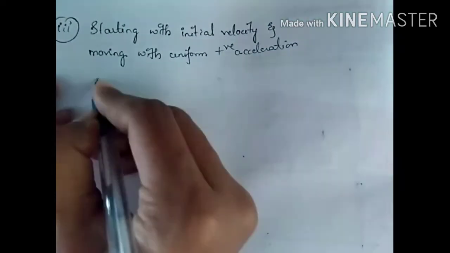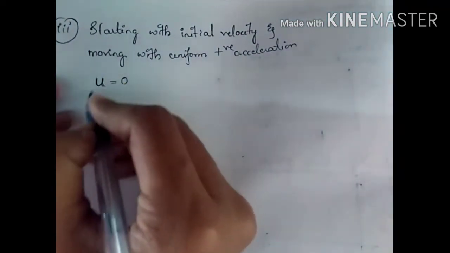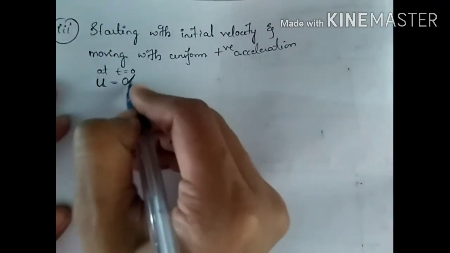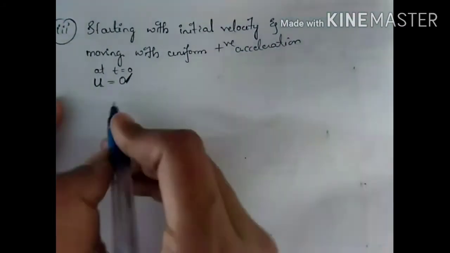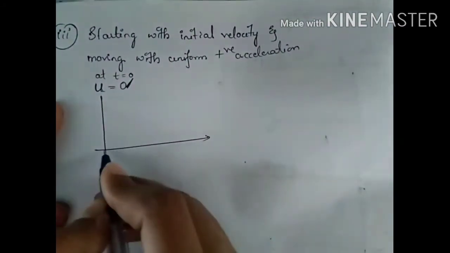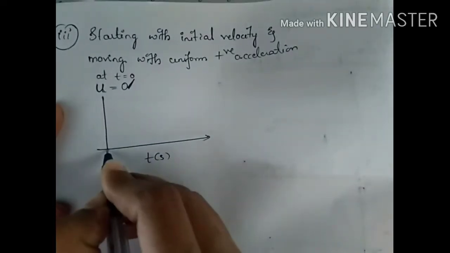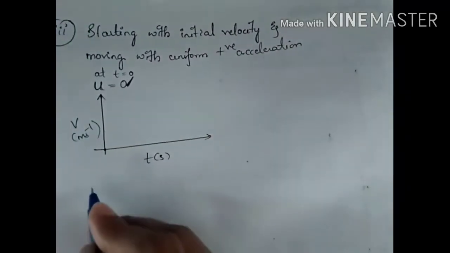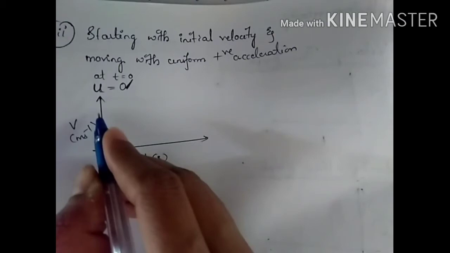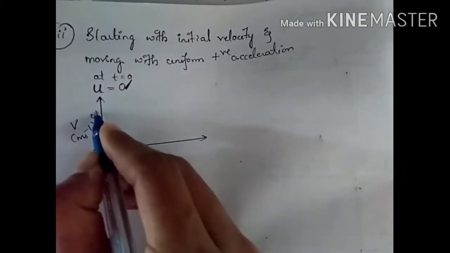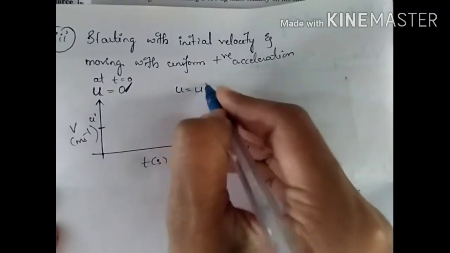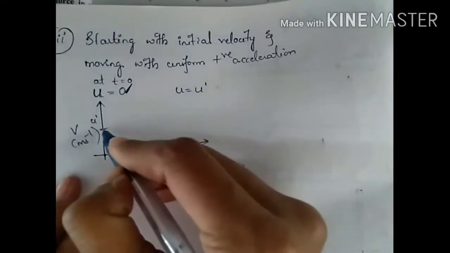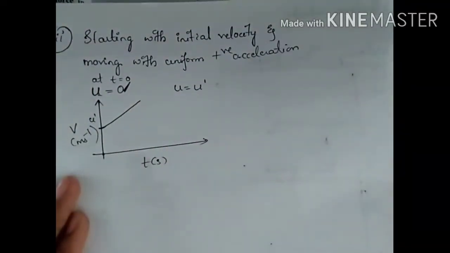So for this, initially u is not equal to 0. At time t equals 0, the initial velocity of the object is not equal to 0. So let's say it has got some value u dash initially. So u is equal to u dash, then it moves with uniform positive acceleration. So the graph would look like this.